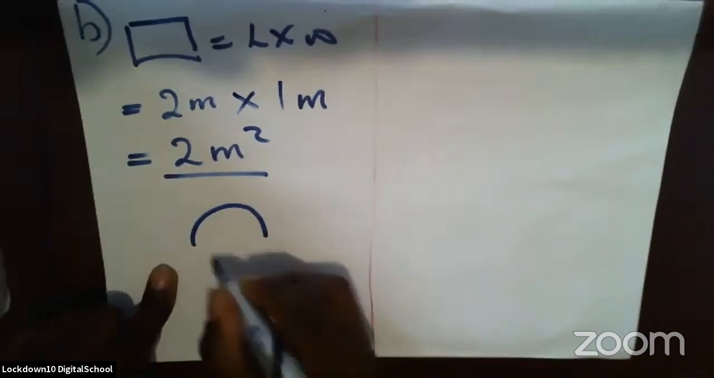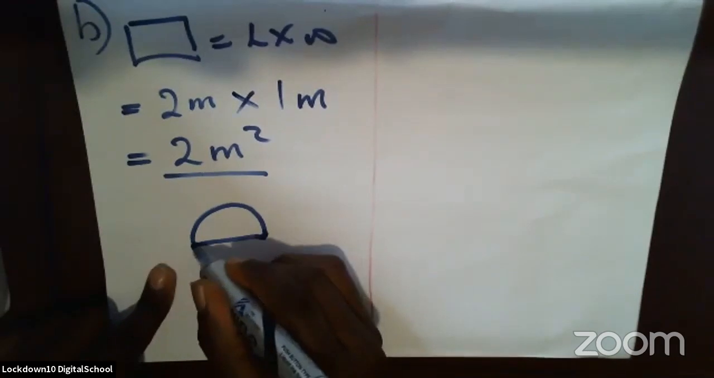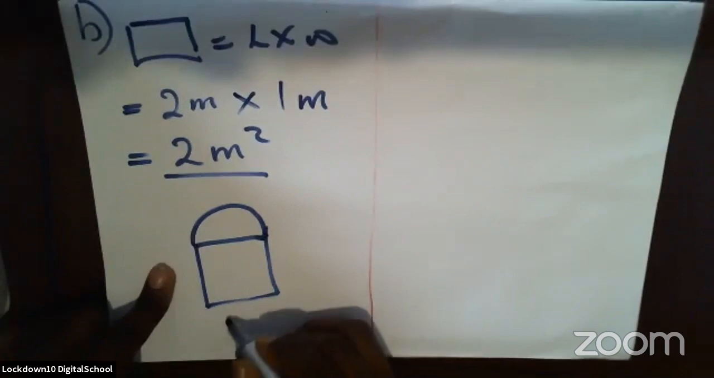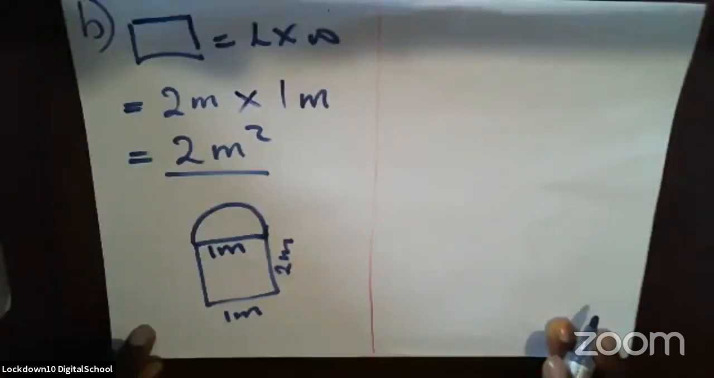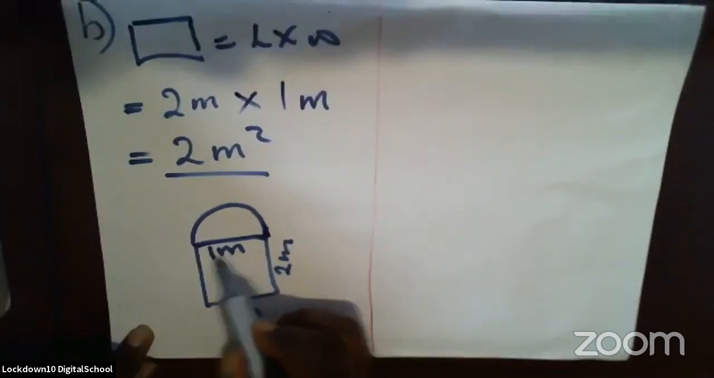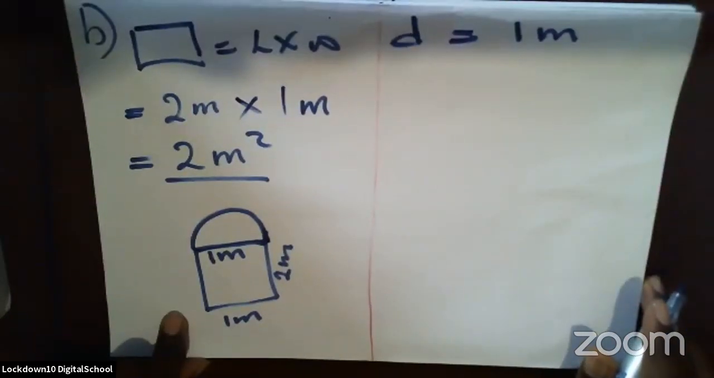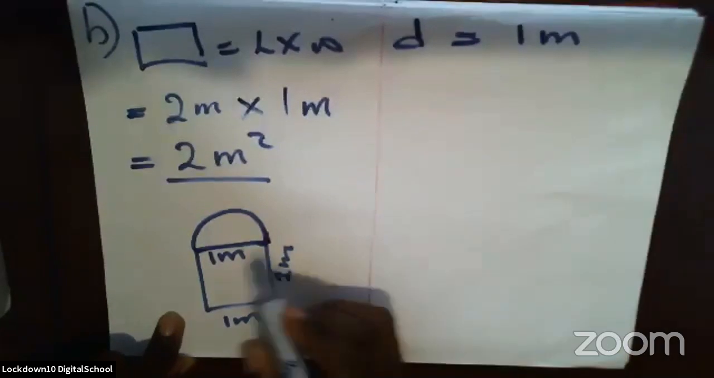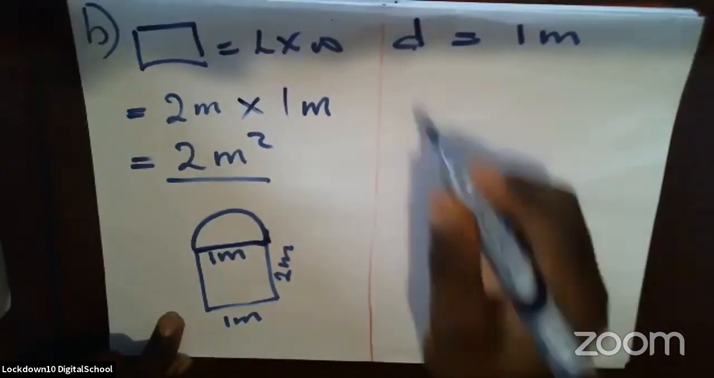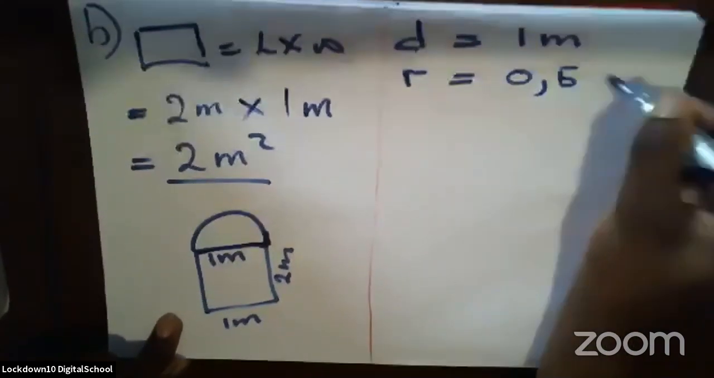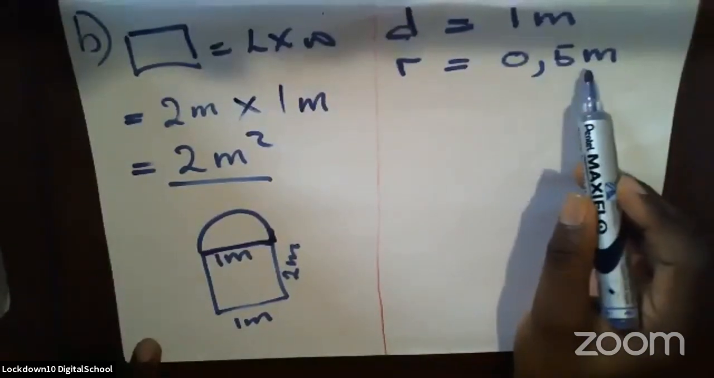So I now want to calculate the area of this part. It is actually connected to this part, because the shape that we have looks like this. Since here we have 1 meter and this is 2 meters, this automatically means here also is 1 meter, right? So this part is representing the diameter. So D is equal to 1 meter, and D is equal to 2 times the radius. So R is equal to 0.5 meters. Are you following, guys?